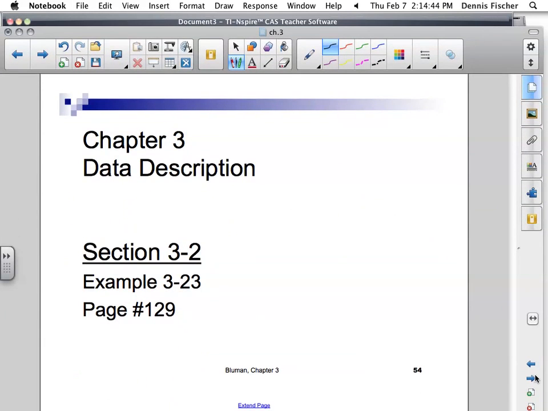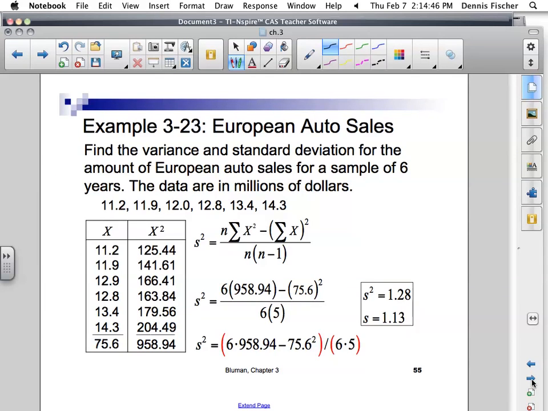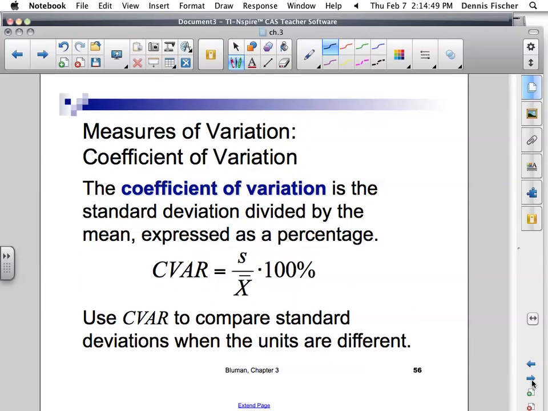Another example. We're going to cruise through some of these examples. Coefficient of variation is the standard deviation divided by the mean, expressed as a percentage. It tells you which one's more variable. So if we take the standard deviation divided by the mean, it tells you if it's more variable or not. It says which grade is better, which one's more spread out. You would rather have a less spread out one with a smaller percentage of variation.